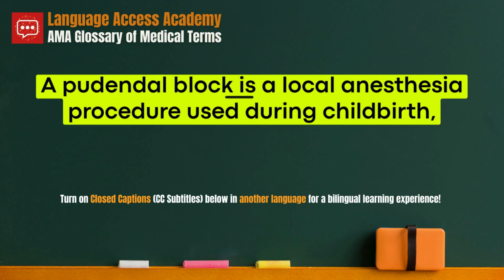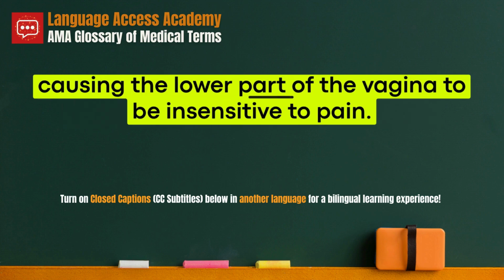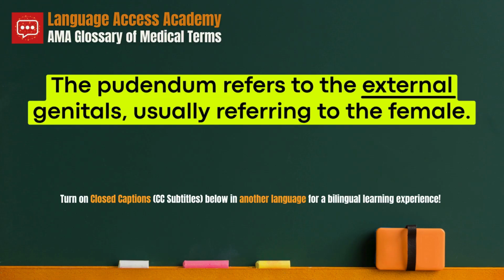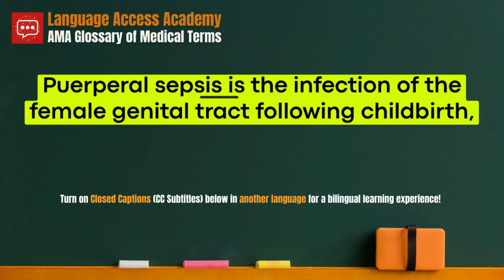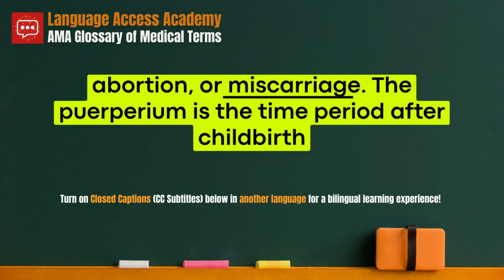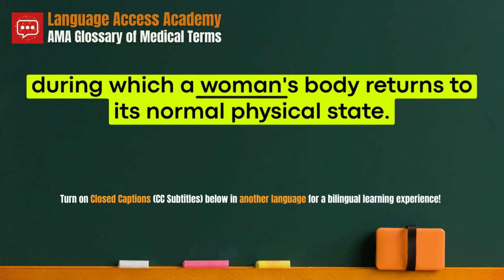A pudendal block is a local anesthesia procedure used during childbirth, causing the lower part of the vagina to be insensitive to pain. The pudendum refers to the external genitals, usually referring to the female. Puerperal sepsis is the infection of the female genital tract following childbirth, abortion, or miscarriage. The puerperium is the time period after childbirth during which a woman's body returns to its normal physical state.